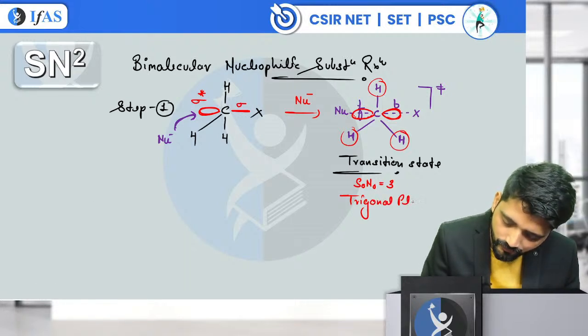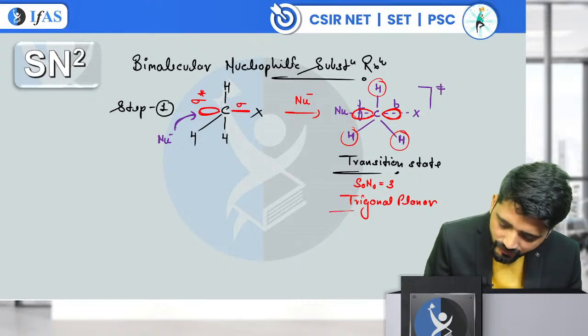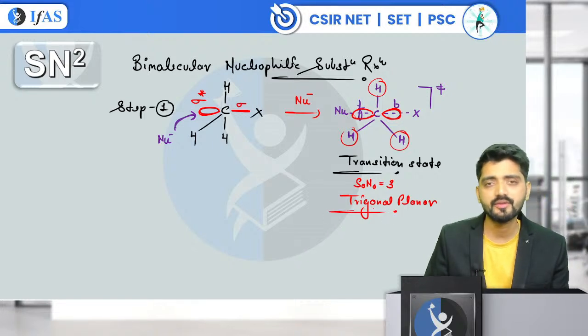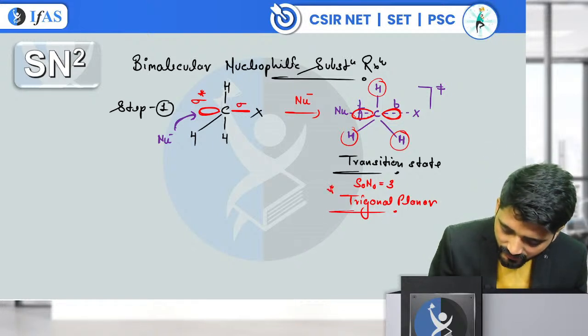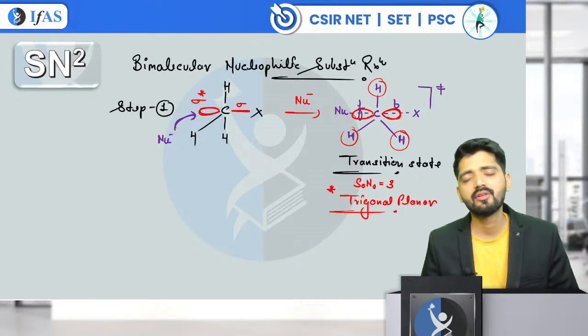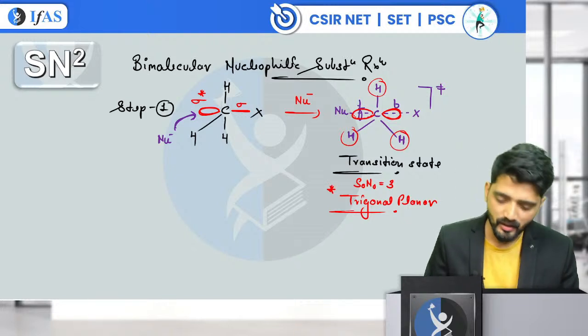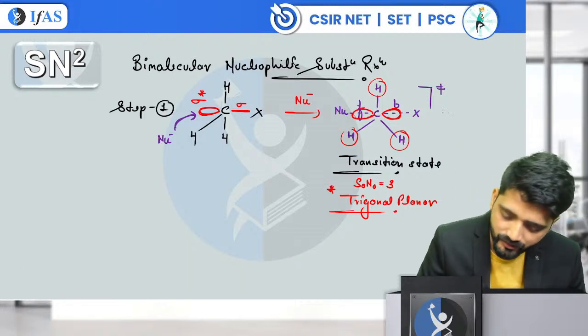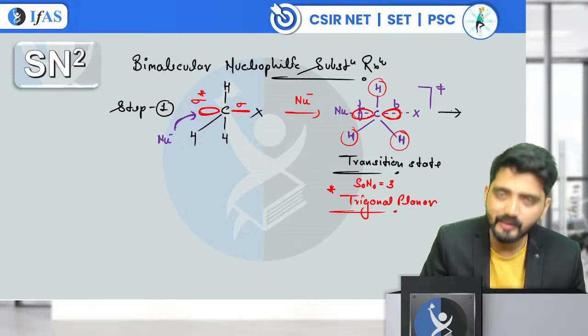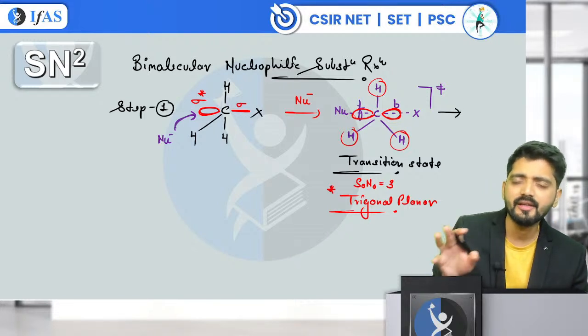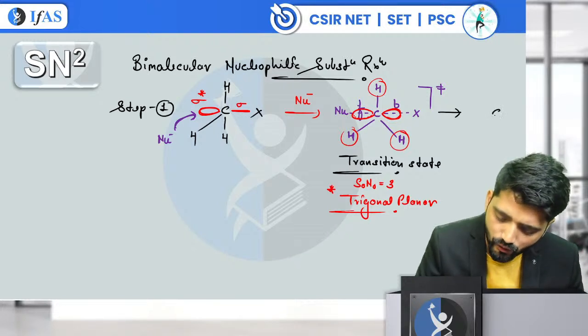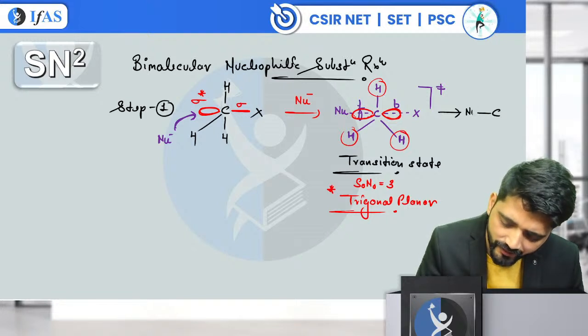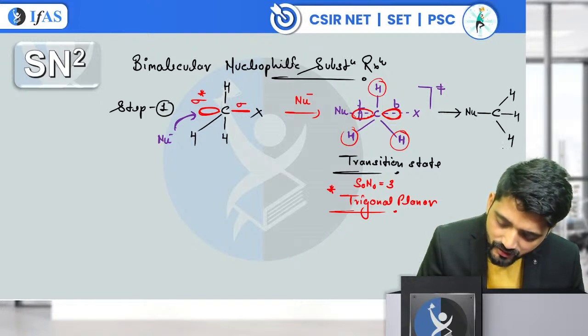Trigonal planar geometry. It is very important to understand that the transition state formed here has a trigonal planar geometry. And once the transition state completely breaks, the bond is completely broken and the new bond is completely formed, we form a product where a nucleophile is attached at the center and we have 3 hydrogens attached here.